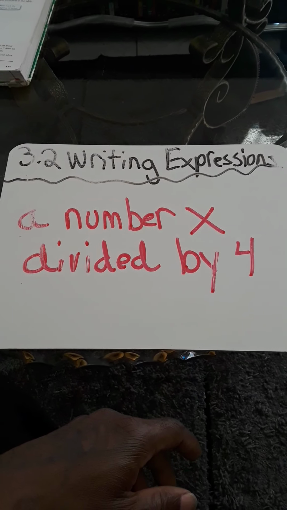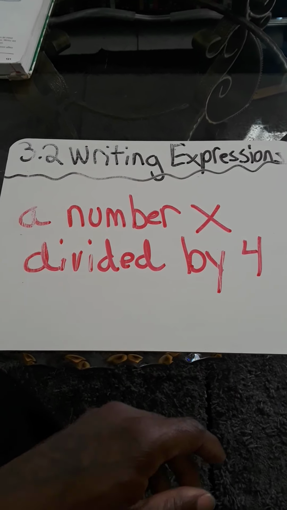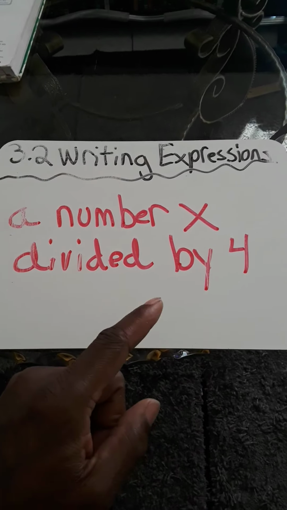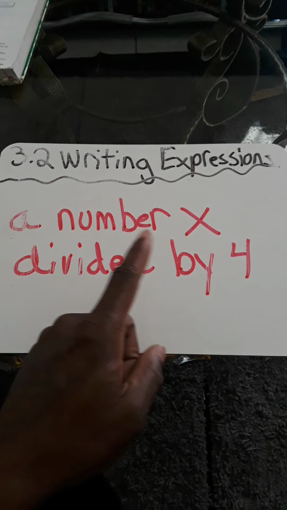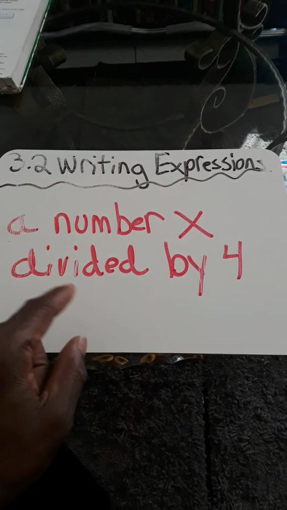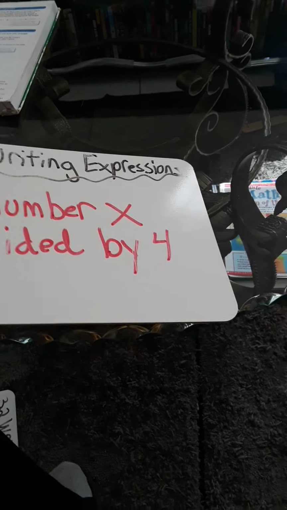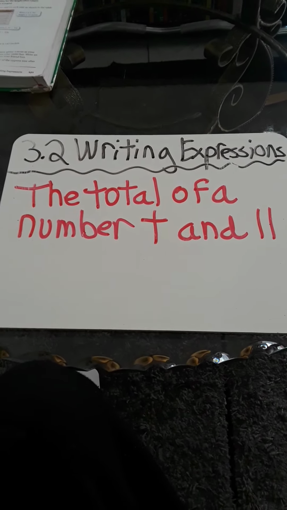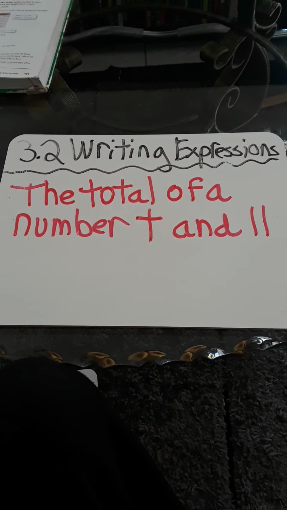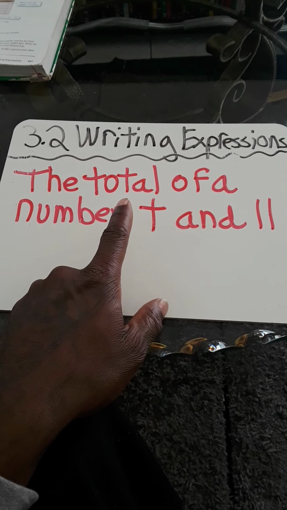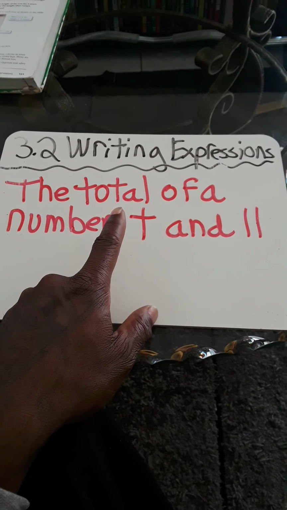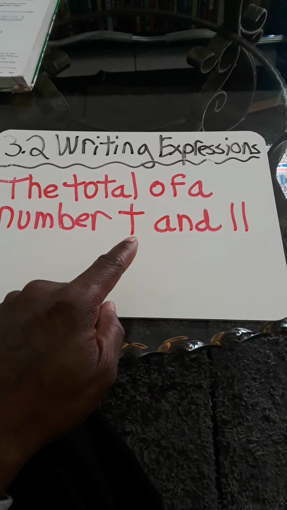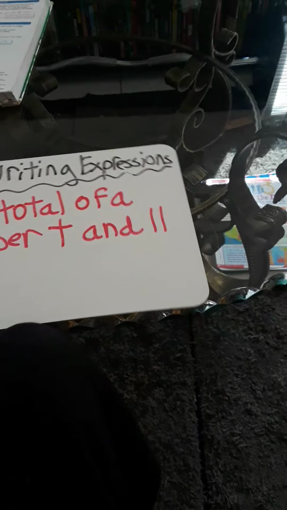Here's an example of an algebraic expression. A number x divided by 4. So we don't know what the number is. We know division is involved. So we have to write down the problem. And lastly, the last algebraic expression is the total of a number t and 11. What operation do you think that word total is talking about? We don't know what the number t is, and they gave us 11.